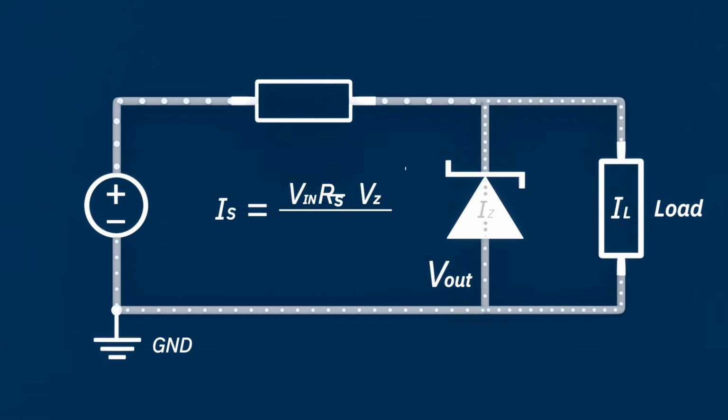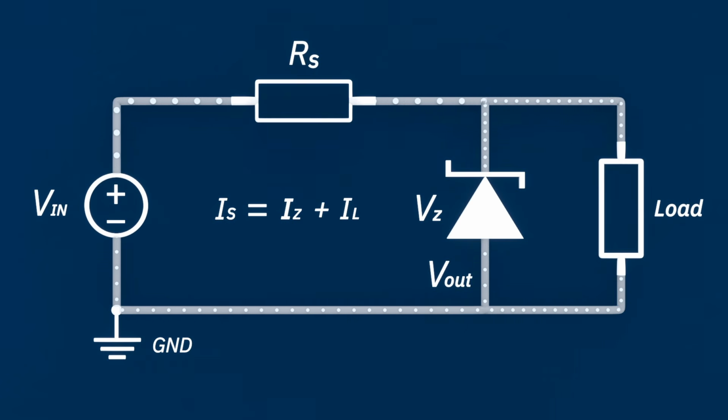Vz over Rs. This resistor current then splits between the Zener diode and the load, so we can say Is equals Iz plus IL. This current sharing behavior is what allows voltage regulation. If the load current increases, more current is drawn by the load and the Zener current decreases. If the load current decreases, less current is drawn by the load and the Zener current increases. As long as the Zener diode remains in its breakdown region and within its power rating, it automatically adjusts its current to maintain a nearly constant output voltage.